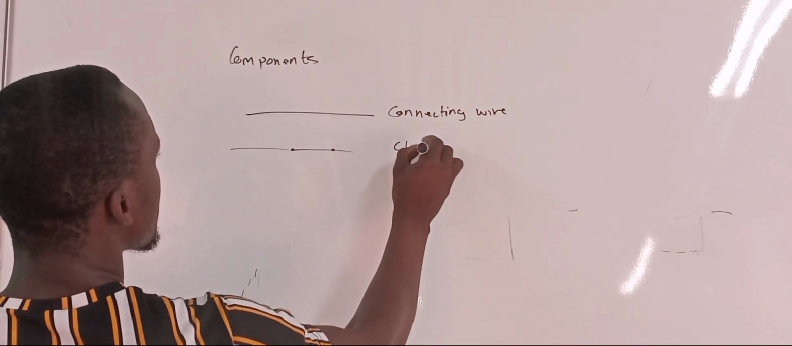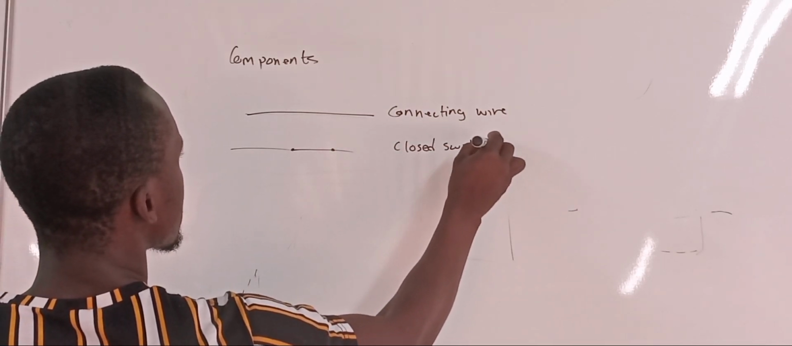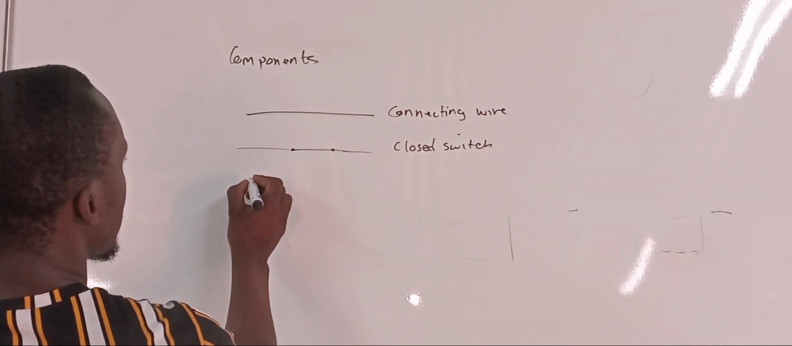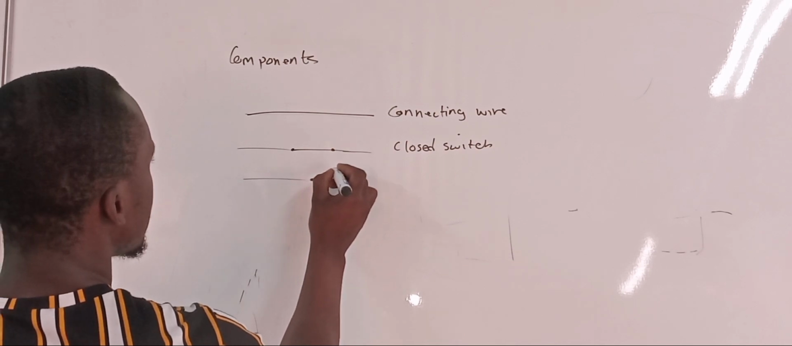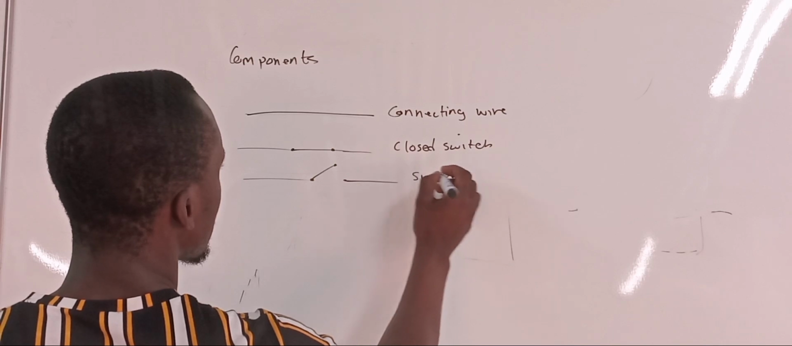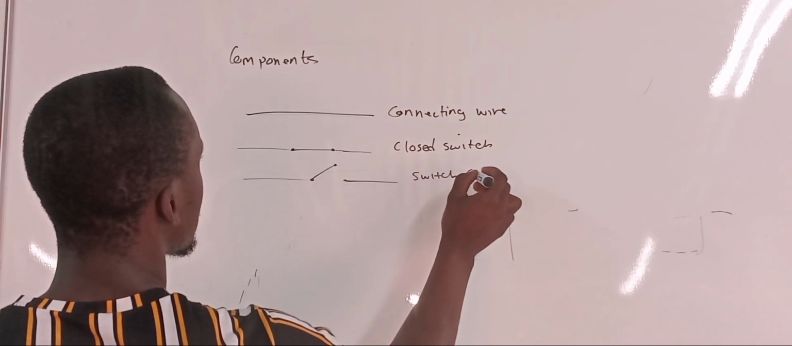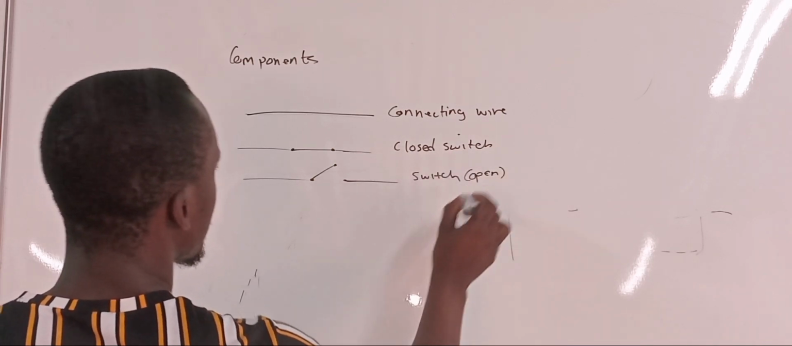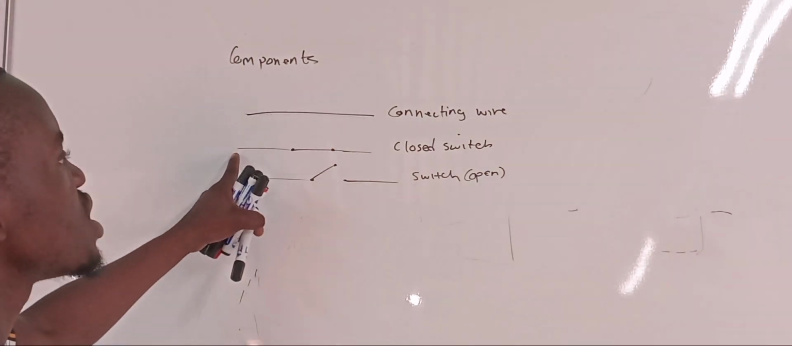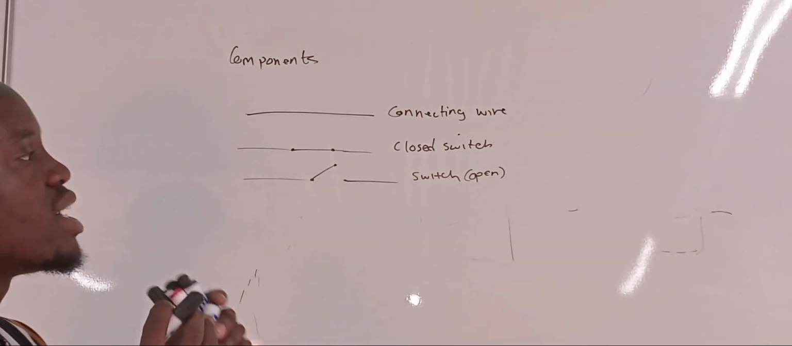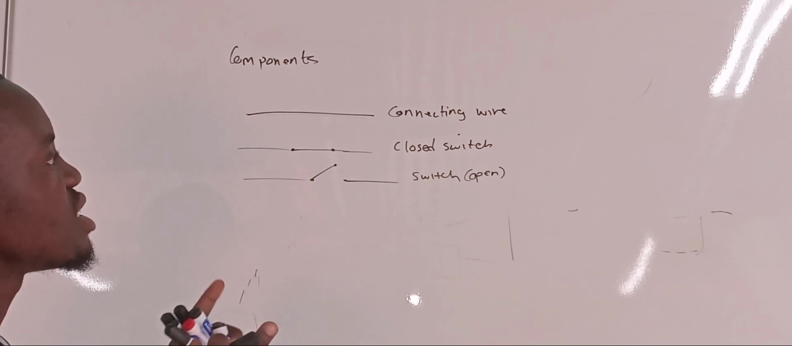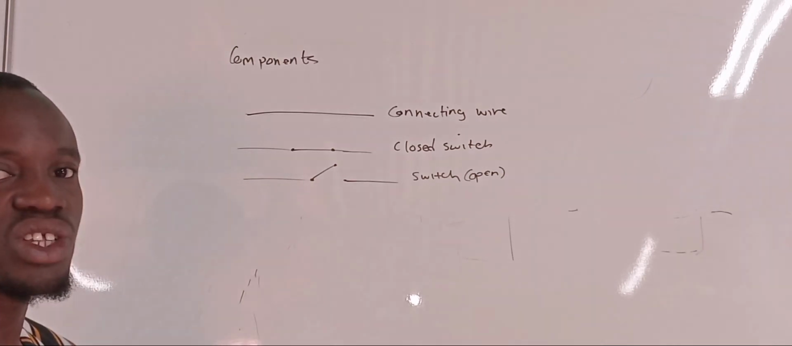It's a closed switch. When we come to switches, we can distinguish them into two: a closed switch and an open switch. This is an open switch. What you must know about a closed switch is that when current is flowing, the bulbs perform their function, giving us light. It means that the switch is closed.